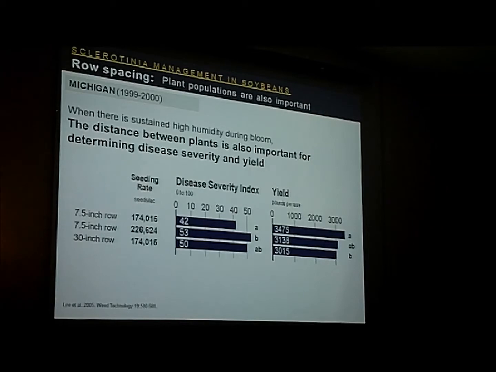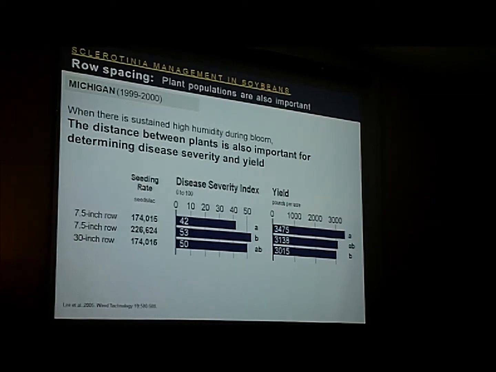What you can see right there is that when you tested keeping the seeding rate constant, i.e. you drop your seeding rate in those narrow rows from what you were planting before, I don't know if that was the recommendation in previous time. But what you can see is that you suddenly drop your disease, you increase your yield. So why would you drop your disease?